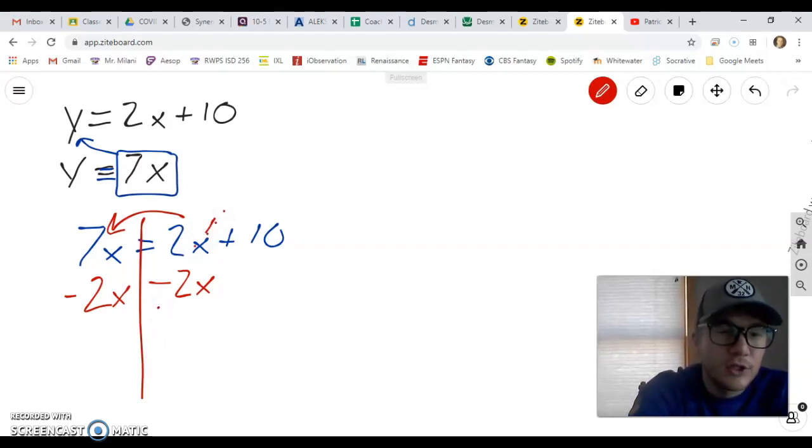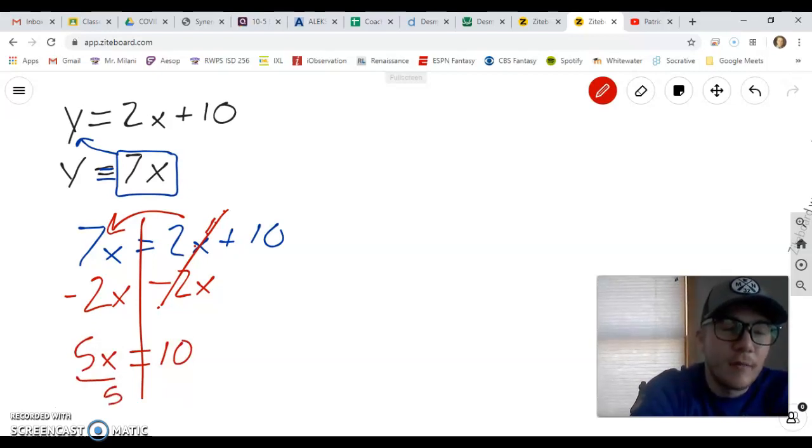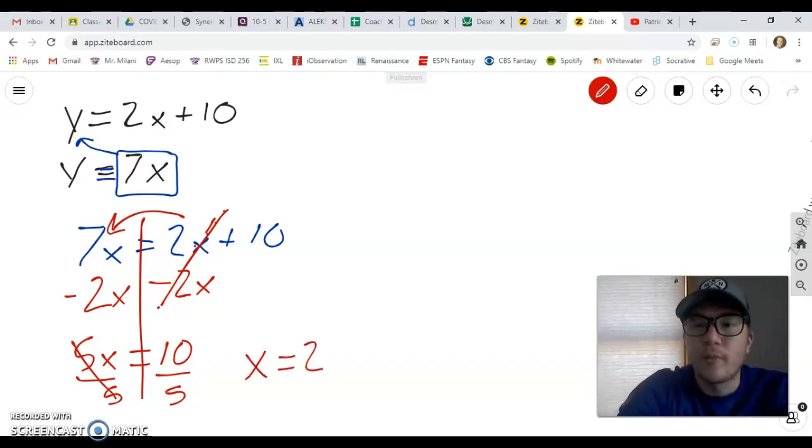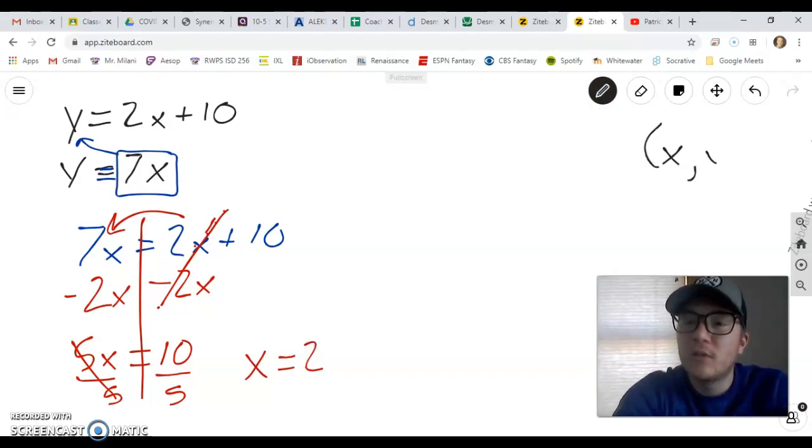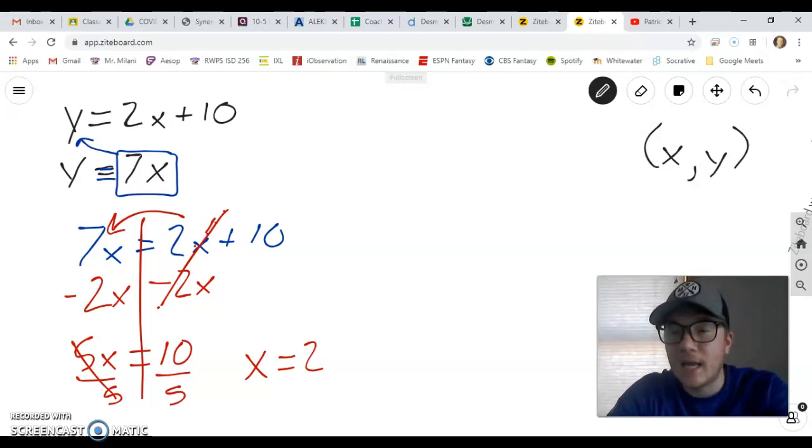Oh, we're being a little glitchy again. Let's see if I can unglitch this. There we go. And then I'm going to have 5x equals just 10. 5x equals 10. I'm going to divide by 5 on both sides to get the x all alone. And now I've got x equals 2. Remember, when we're solving these systems, we're looking for ordered pairs for our final answer. We need an x and a y.